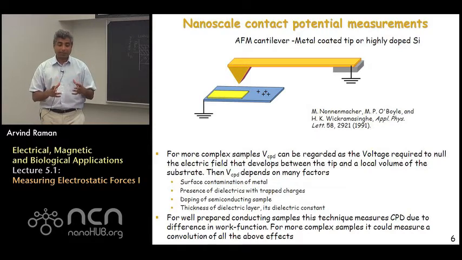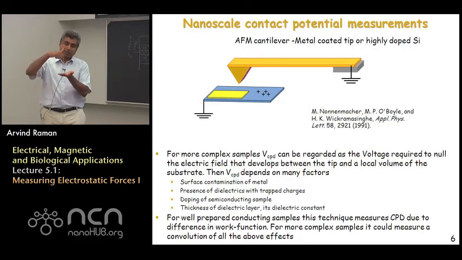You could have surfaces where it's conducting in some places, and then you have insulators or dielectrics in other places. Those dielectrics could in turn have trapped charges on them. So the measurement of contact potential difference in such complicated samples is not going to give us the work function of the sample. One needs to recognize that effectively what one is trying to do at the end of the day is trying to null the electric field between the tip and the sample.